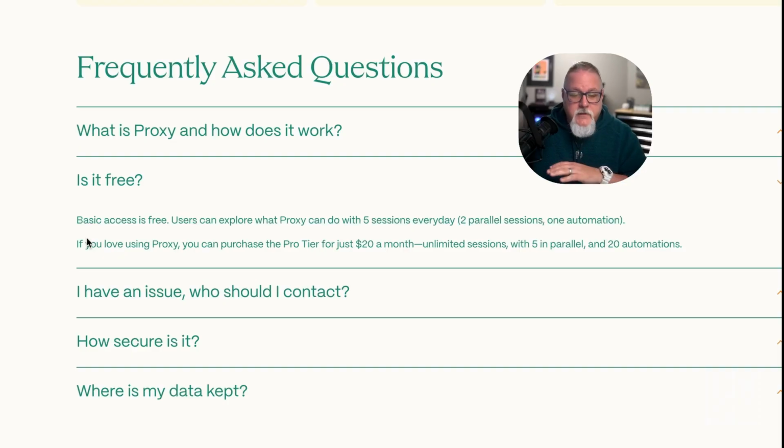It really couldn't. And number 2, unlike ChatGPT's Operator, which is $200 a month right now, it's free. Let's look on the website here. So basic access is totally free. Users can explore what Proxy can do with 5 sessions every day, 2 parallel sessions, 1 automation. And if you find that you like it, it's like everywhere else, $20 a month. And there you get unlimited sessions. You get 5 in parallel and 20 automations. And what that means is you can run more than 1 automation at a time. That's another really cool feature about this, and I'll show you more once we jump in the platform.